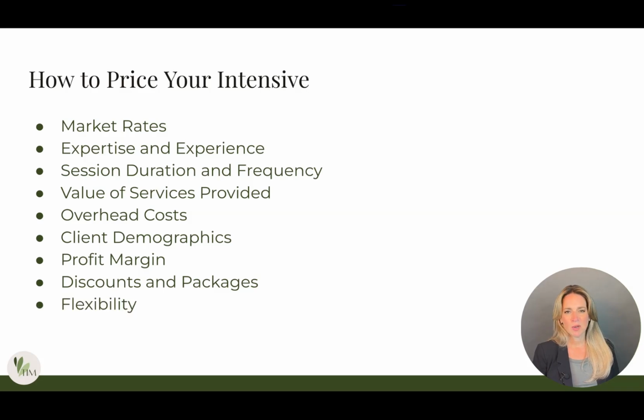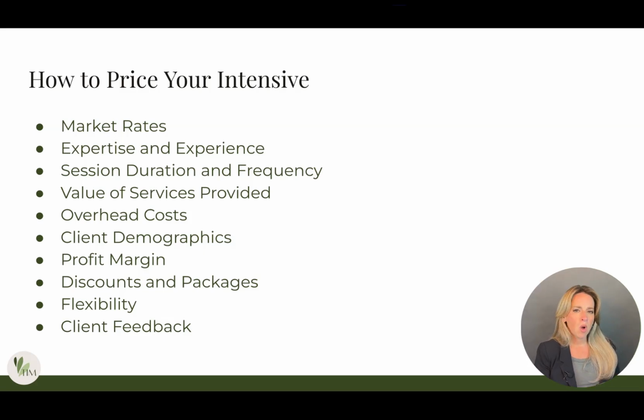Remain flexible in your pricing approach. You may need to adjust your rates over time based on changes in market demand, competition, or your own professional development. But most commonly, over time, people increase their rates, not decrease them. Solicit feedback from clients who have participated in your intensive therapy programs to gauge their perceived value and satisfaction with the pricing. This feedback can help you refine your future pricing strategy in the days ahead.